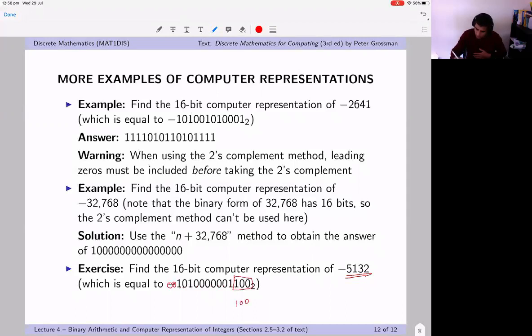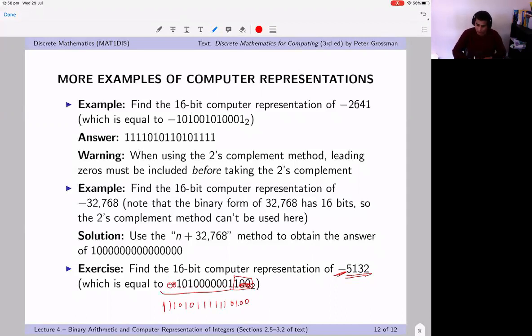So I would have 1, 0, 0 as it is. I mean, trailing zeros, and then the first one as it is. And then I'm going to switch them. 1 becomes 0 and zeros become 1. And this is 15 bits, but since my number was negative, I would put 1 there as well.